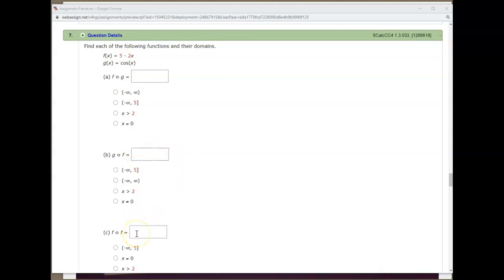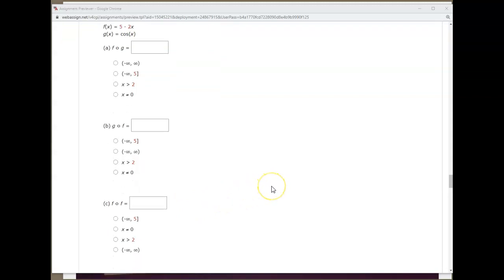f of f says I'm putting f inside of f. Again, it does not say simplify. You can spend time simplifying if you want to, but it doesn't say to.